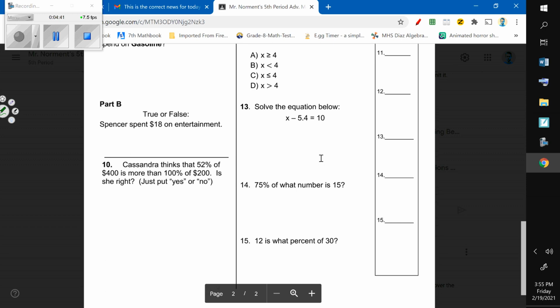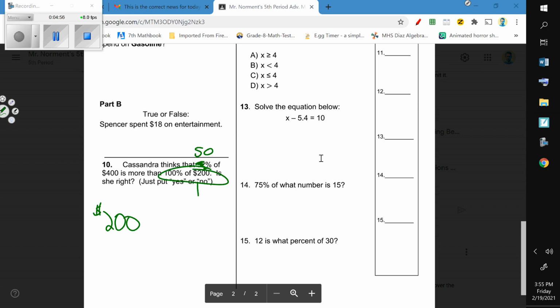Number 10, if you missed it, it's because you put no instead of yes. Now, why is it yes? Well, think about it this way. If this is 50% of 400, that's half of 400, right? Which is $200. And what's 100% of 200? Remember, 100% is everything. It's all of that. So the 100% of 200 is also 200. And these are equal.